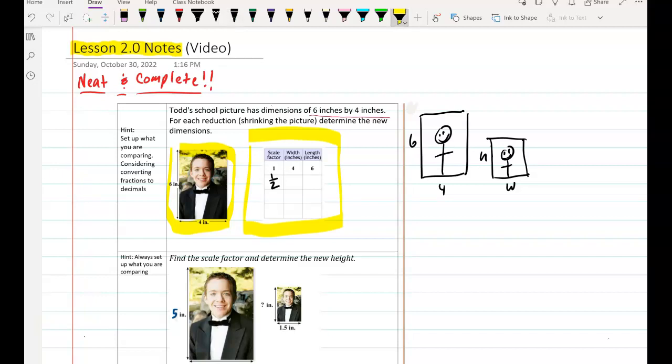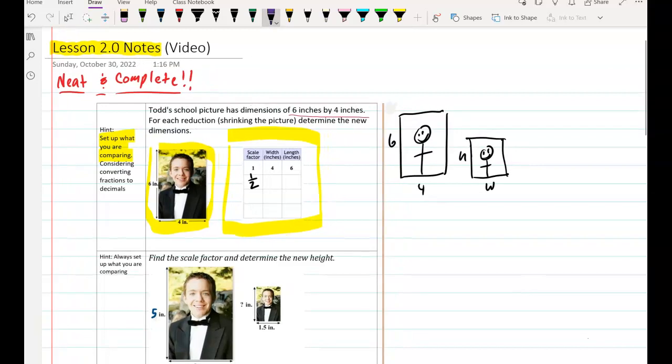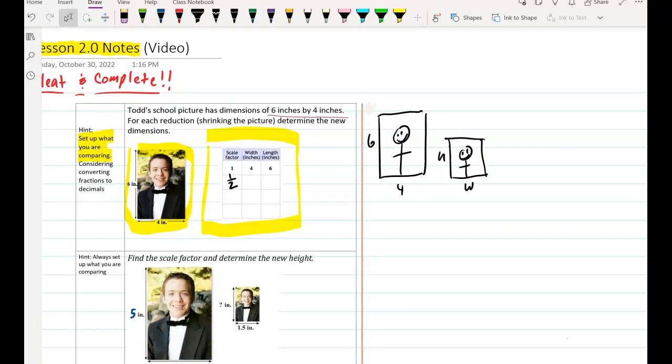Now remember, some helpful hints. When you are trying to do this, you want to make sure that you set up what you are comparing. So let's set up what we are comparing. We are going to be comparing the height to the width of Todd's pictures. Now, in the original picture, the height was 6 and the width was 4. Both of those are in inches. And now we are going to be multiplying those both by a scale factor of 1/2.